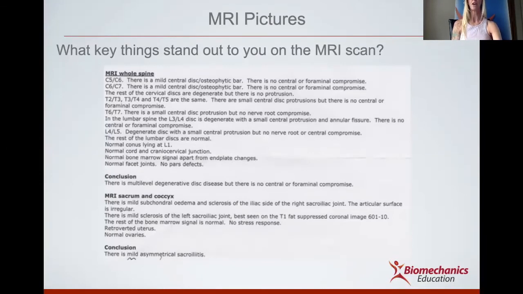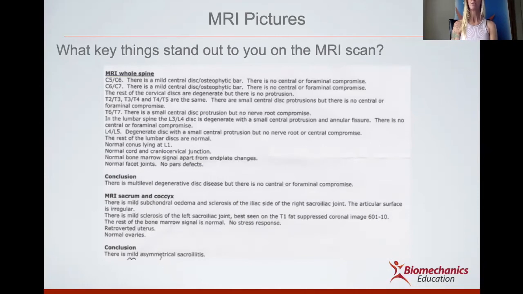T2 to T5 are the same, a small central disc protrusion, but there's no central foraminal compromise. So what that's now telling us is there's a little bit of pressure at the center there, but actually that posterior longitudinal ligament sounds like it's doing its job. T6-7, there is a small central disc protrusion, but again, no nerve root compromise.